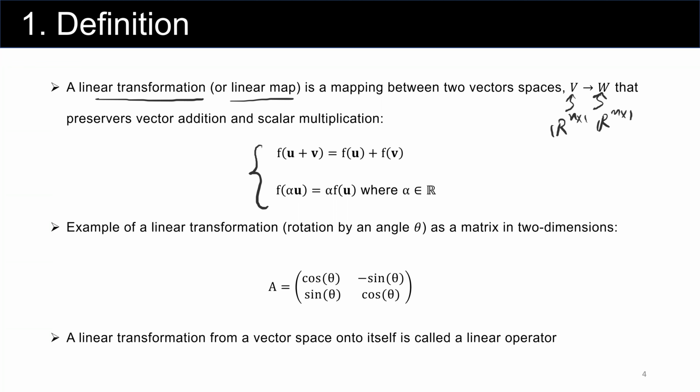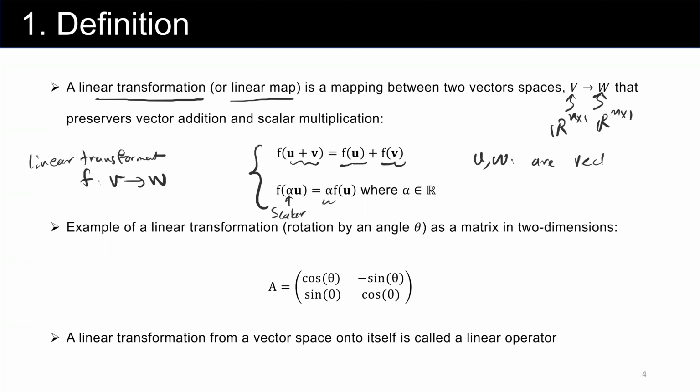What does that mean? Let's show our linear transformation as f from V to W. So f of u plus v is equal to f of u plus f of v. And f of alpha, which is a scalar, multiplied by u, which is a vector, is equal to alpha multiplied by f of u. So u and v are vectors, and alpha is a scalar.